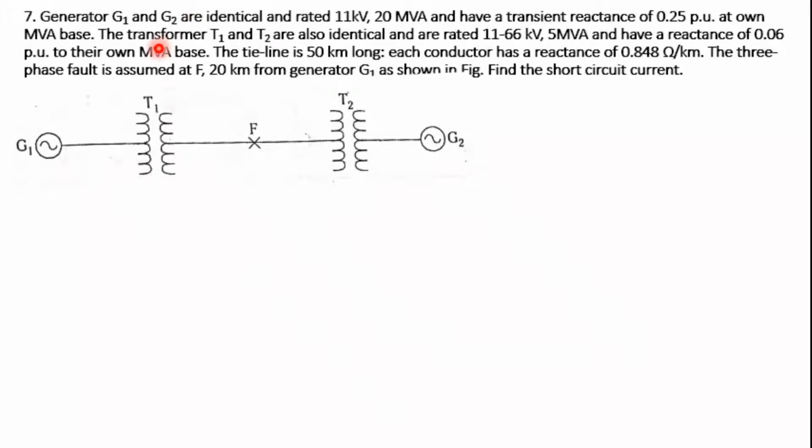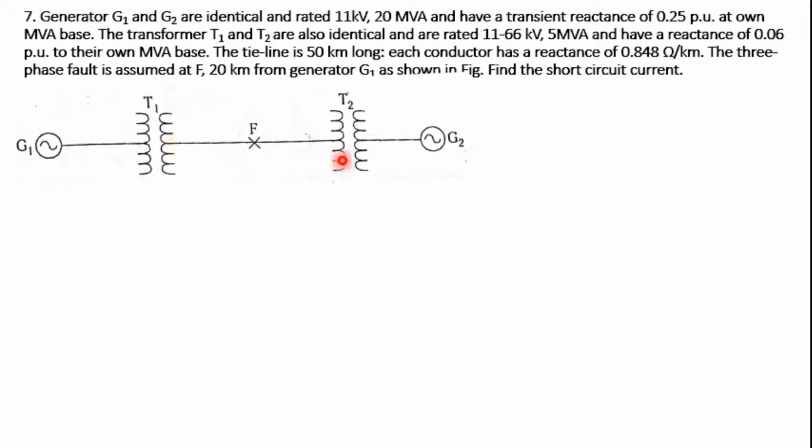Let us consider the numerical. There are two generators, G1 and G2, which are identical and rated 11 kV, 20 MVA, and have a reactance of 0.25 per unit on their own MVA base. And there are two transformers, which are also identical, rated 11/66 kV, 5 MVA, with a reactance of 0.06 per unit on their own MVA base.